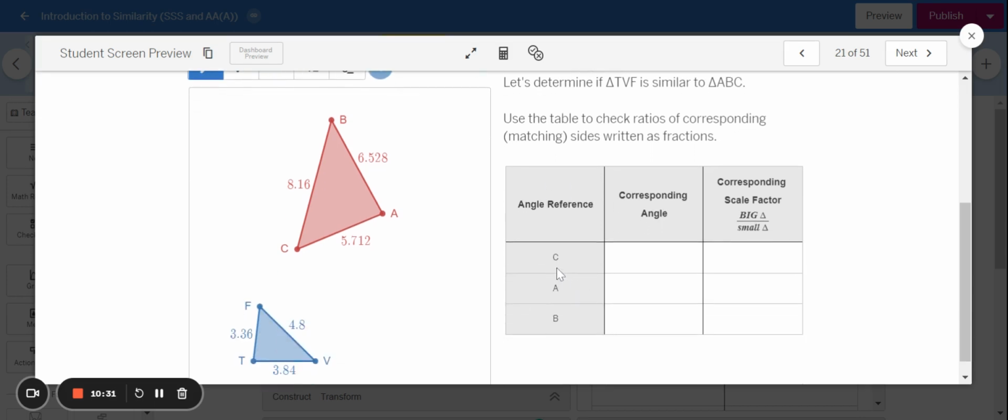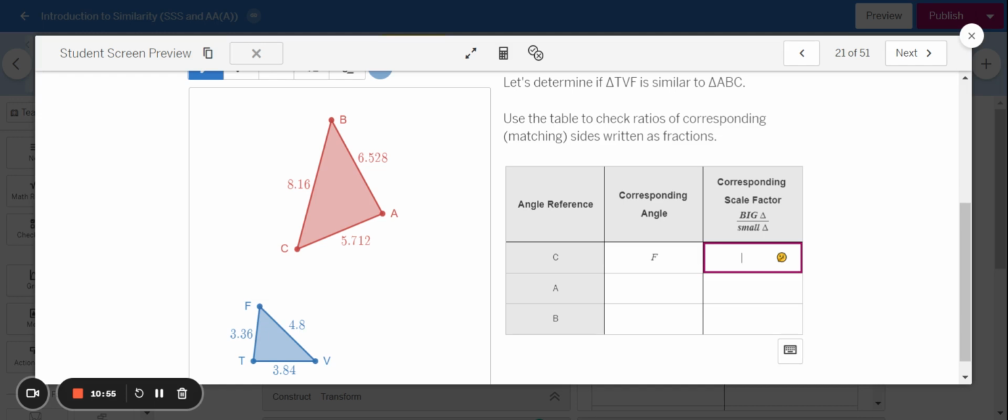So what they have us doing here is the reference angle C goes to the medium side, and it corresponds over here. I've got to find the medium one. So the biggest one is 4.8. The medium one looks like it's 3.84. So C corresponds to F. Okay. And so now I have to do the big to small between those numbers.